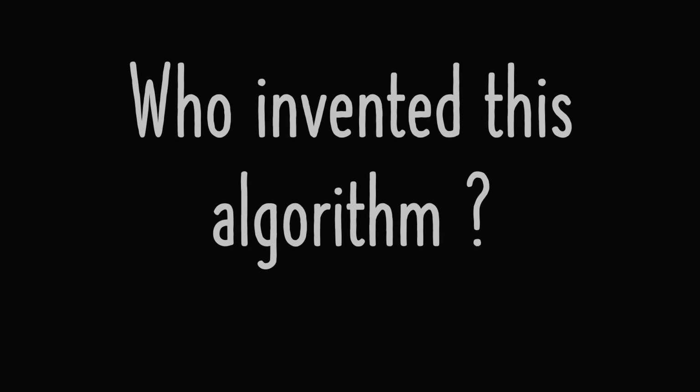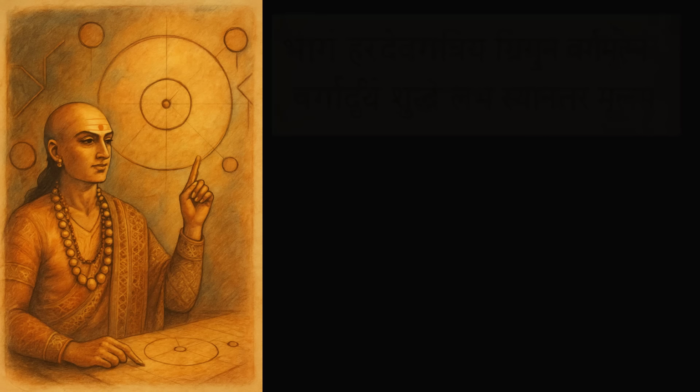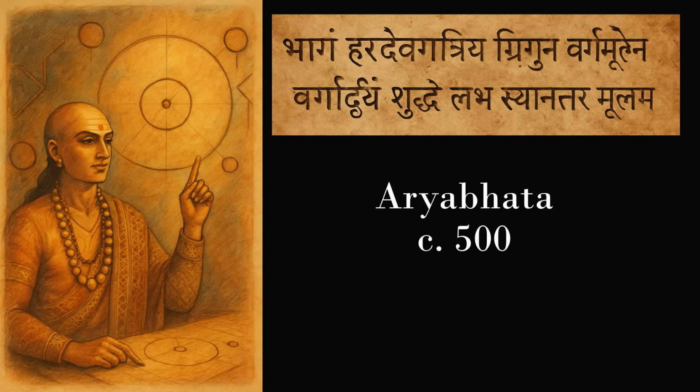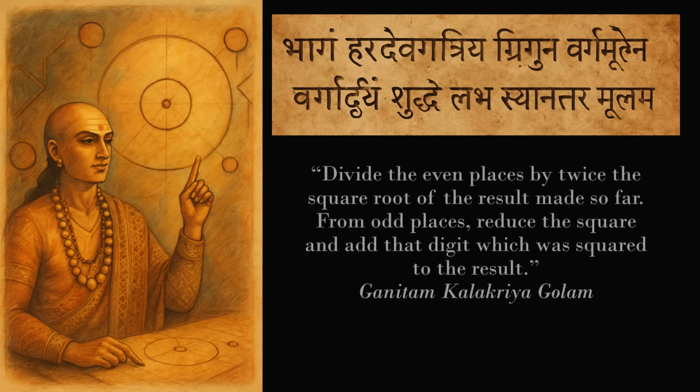So let's start out with who invented this algorithm. It actually dates back to the great mathematician Aryabhata in the year 500, who actually put this algorithm down as a poetic verse in Sanskrit. It would be like a combination of doing mathematics and Shakespeare at the same time. For those of us who don't read Sanskrit, there's a blog that translated the algorithm. It says to divide the even places by twice the square root of the result made so far. From the odd places, reduce the square and add that digit which was squared to the result. And that's exactly the algorithm that's produced in this video.